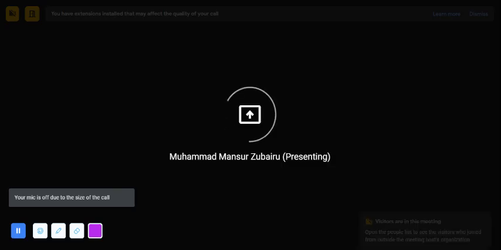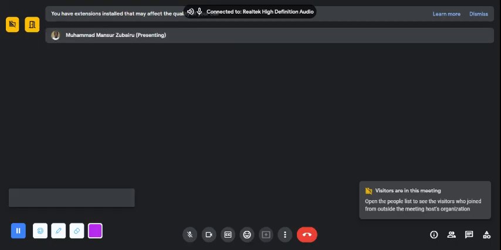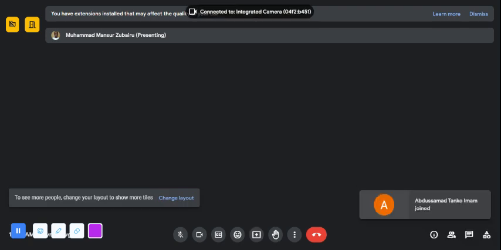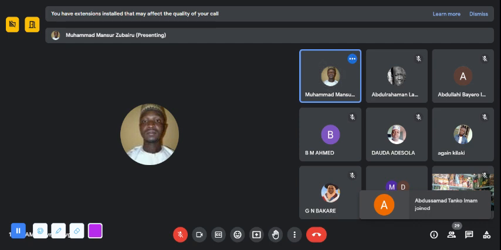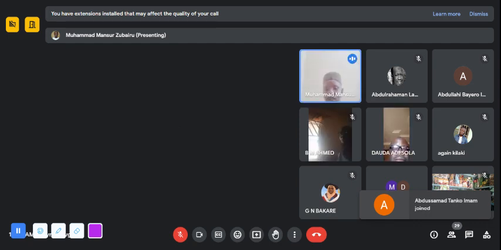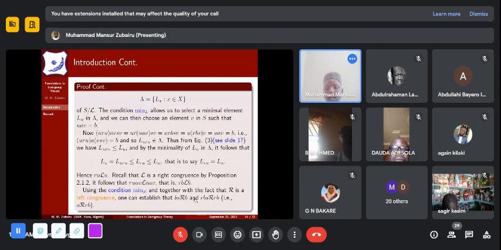UAV is B. And so you just have RB is L related to B. So using the condition in R, and together with the fact that R is a left congruence, we can also follow a similar procedure, and one can establish that B and RB are related, i.e. A and RB are related. So you can use the same argument here to also show that A and RB are related.